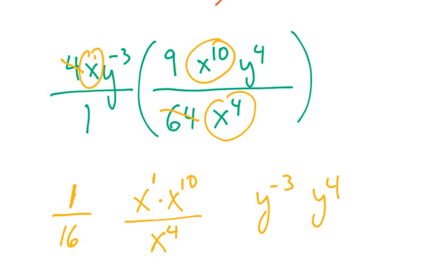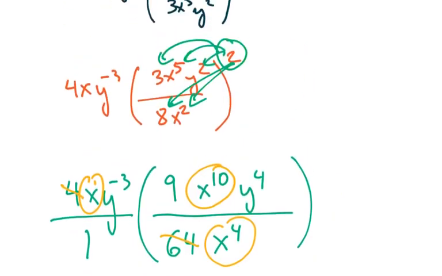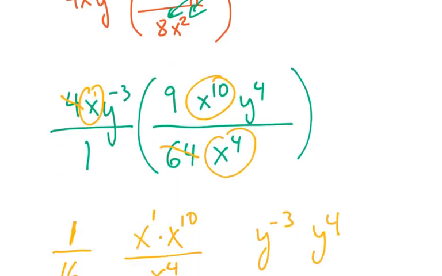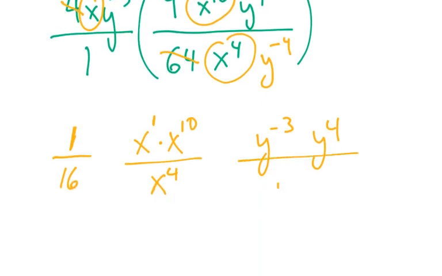And actually, I don't have any y's on the bottom. Did I just write something? I did. Right here, y squared times negative 2 is y to the negative 4. So I forgot to include y to the negative 4. Apologize. Okay.